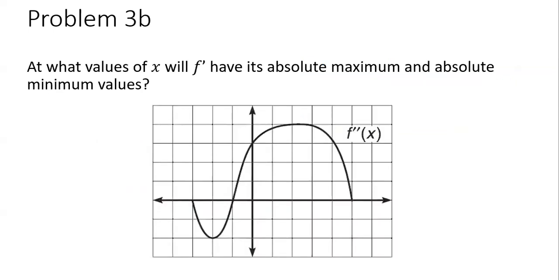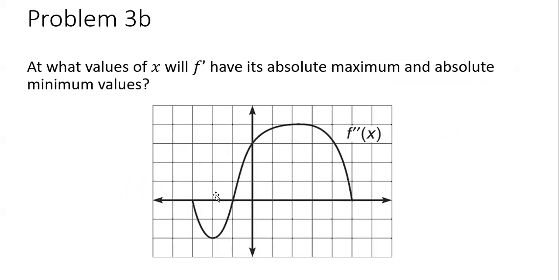Okay. At what values of x will f prime have its absolute max and absolute min values? Okay, so this is asking about f prime. So when does f prime have max min? When its derivative changes sign. So the derivative of f prime is f double prime. So when does f double prime change sign? Right over here only. So is it a max or a min? Well, the second derivative changes from negative to positive. That means f prime will have a min there.